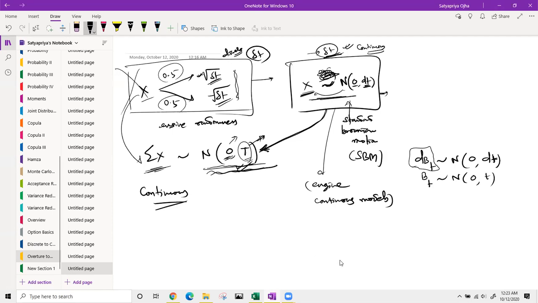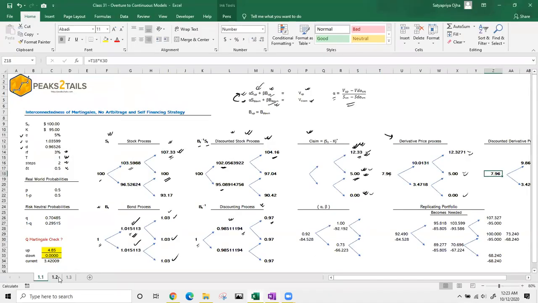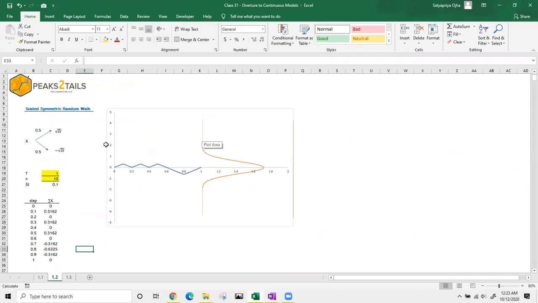All right, before we pause for a break, I just want to show you a quick animation. A lot of maths. So this is the scaled symmetric random walk, because the up move and down move have been scaled to keep the variance finite. T is 1 I've taken, number of steps is 10, so I've broken down the time interval from 0 to 1 into 10 steps. So each time step is 0.1, correct? And here are the 10 steps. I'm keeping track of the sum of x. This is a running sum, okay?